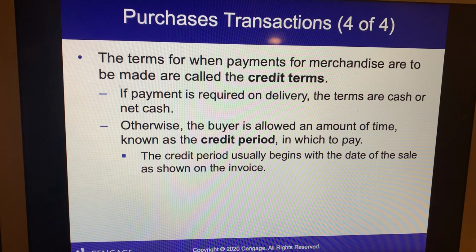The terms for when payments for merchandise are to be made are called the credit terms. If payment is required on delivery, the terms are cash or net sales. Otherwise, the buyer is allowed an amount of time known as the credit period in which to pay. The credit period usually begins with the date of the sale shown on the invoice.